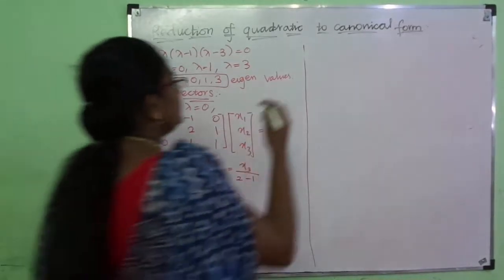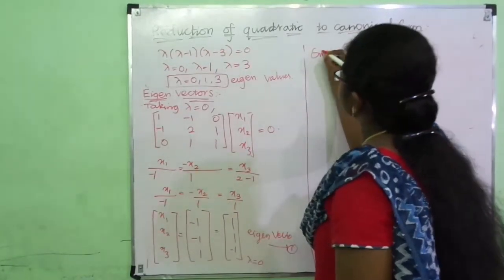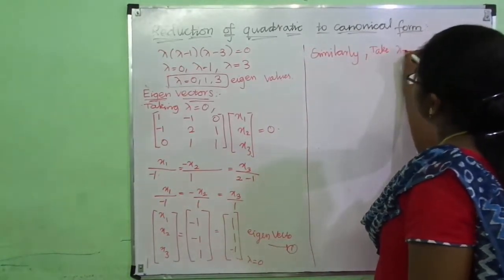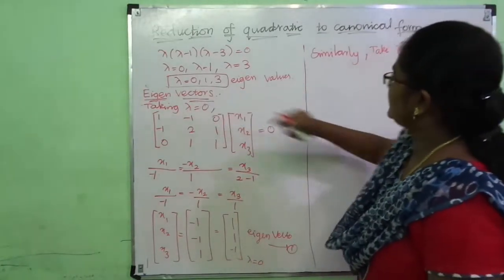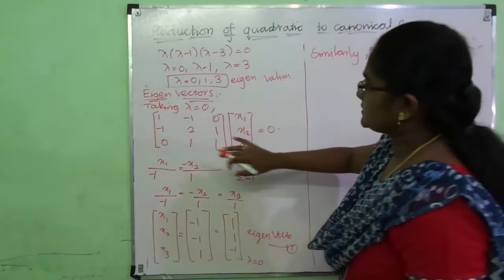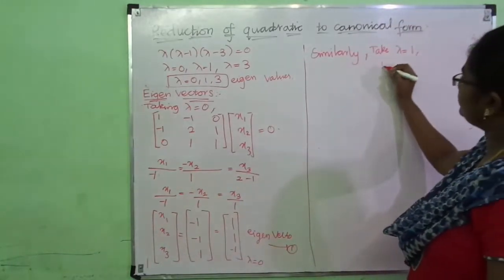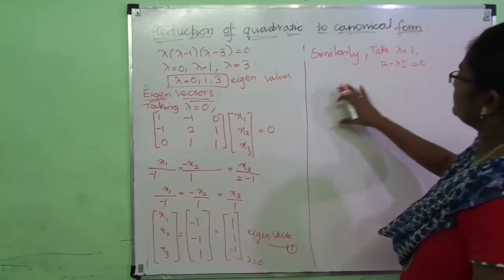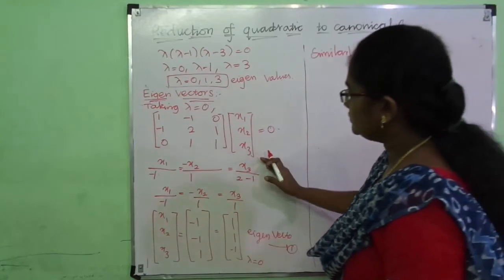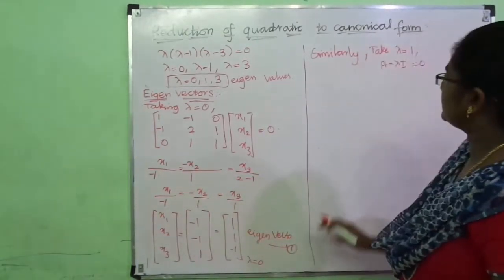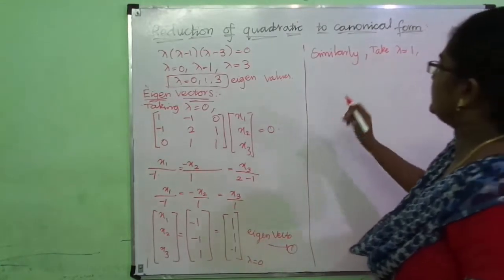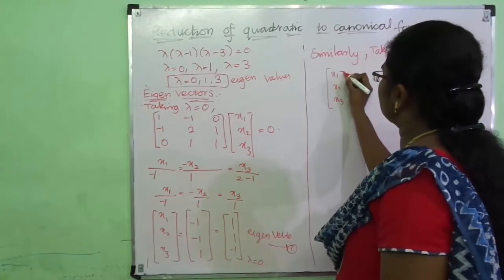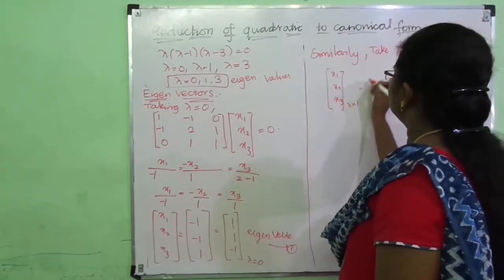Similarly, take lambda is equal to 1, the next value, and substitute lambda equal to 1 in the A minus lambda I equal to 0 equation, find the matrix and do the same procedure again, and you will get an eigenvector. I'm not doing it here, I'm directly writing the eigenvector which corresponds to lambda equal to 1.